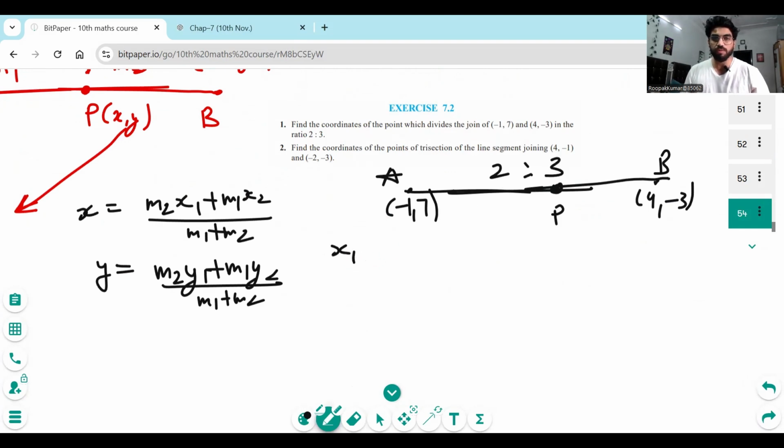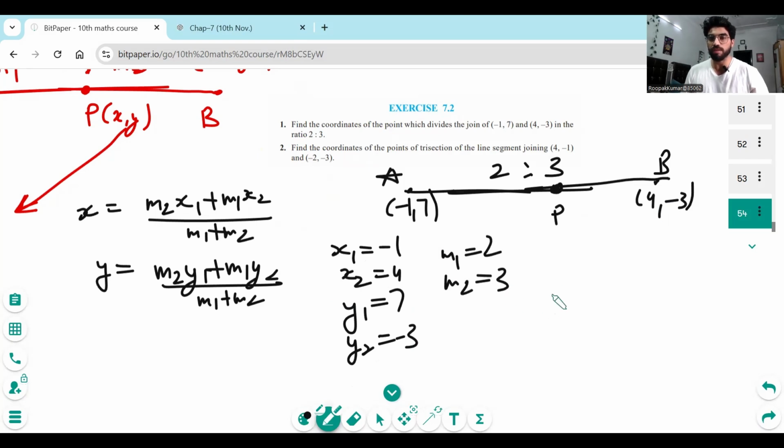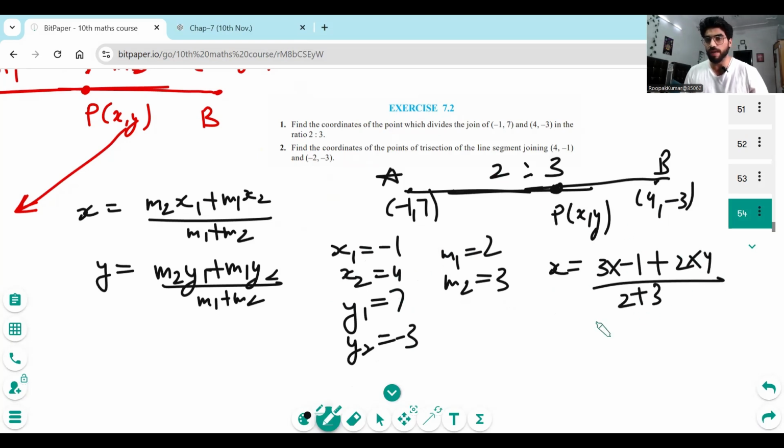So you will see what is x1, x1 is -1, what is x2, x2 is 4. What is y1? Y1 is 7. What is y2? Y2 is -3. What is m1? M1 is 2. And what is m2? That is 3. Let's plug in the values for x and y. So x is m2 x1, which is 3 into -1, plus m1 x2, that is 2 into 4, over m1 plus m2, 2 plus 3. So this will be -3 plus 8 by 5, which is 5 by 5, which is 1.